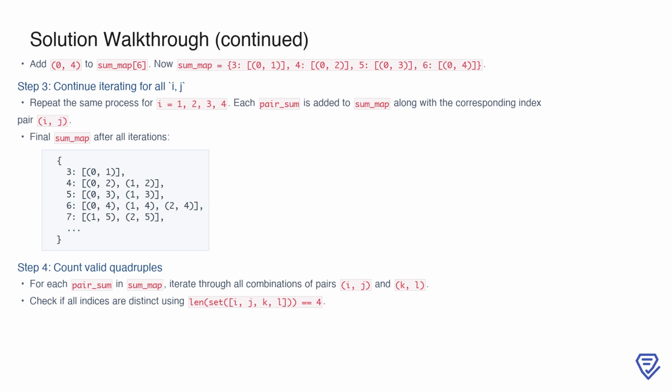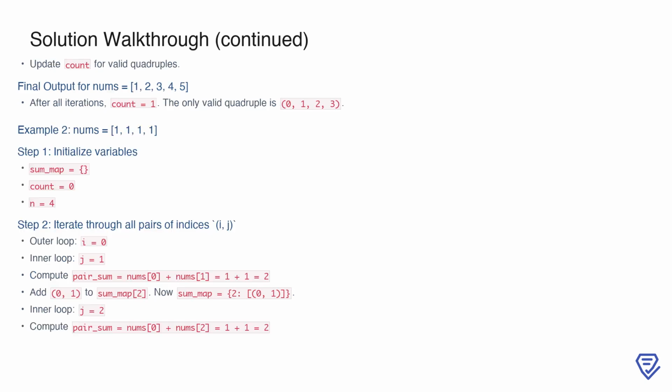For every such combination, we check if all 4 indices are distinct by ensuring the set of indices has a length of 4. If this condition is satisfied, it means we've found a valid quadruple, and we increment the count. After completing the iteration and checking all combinations, we update the count variable for any valid quadruples identified. For nums equals [1, 2, 3, 4, 5], there is exactly one such quadruple, namely (0, 1, 2, 3). Therefore, the final value of count is 1. This concludes the first example.